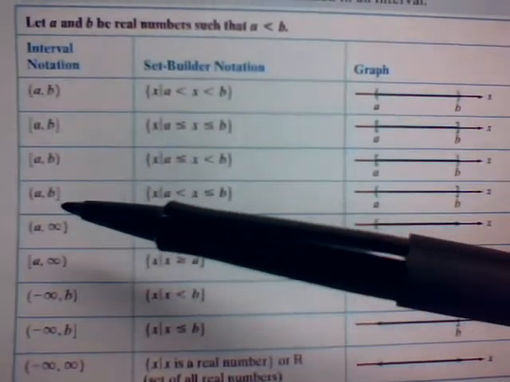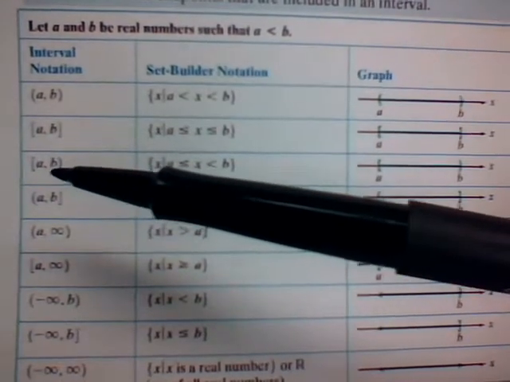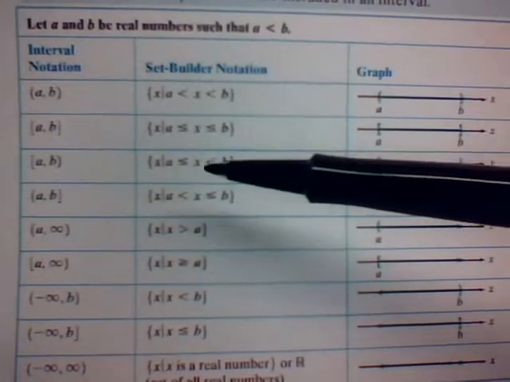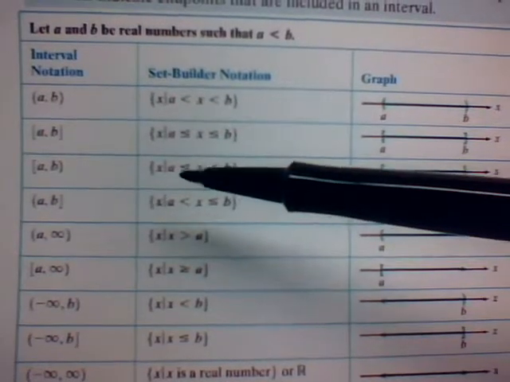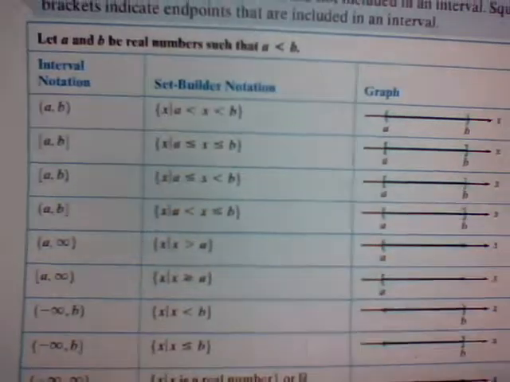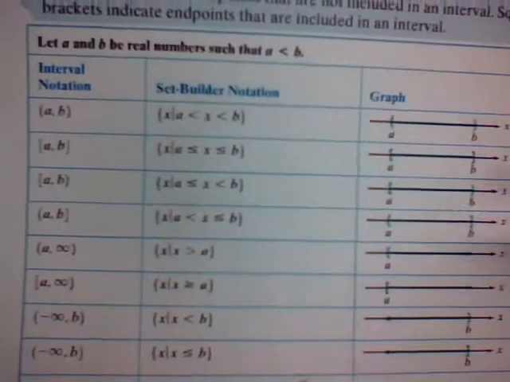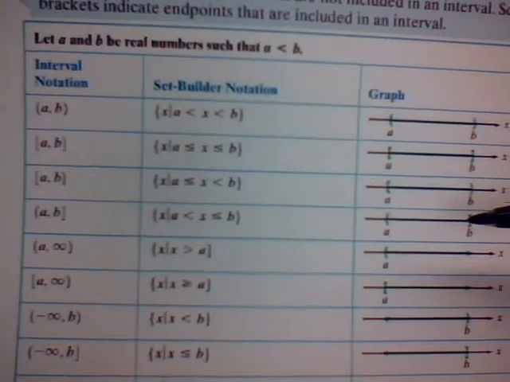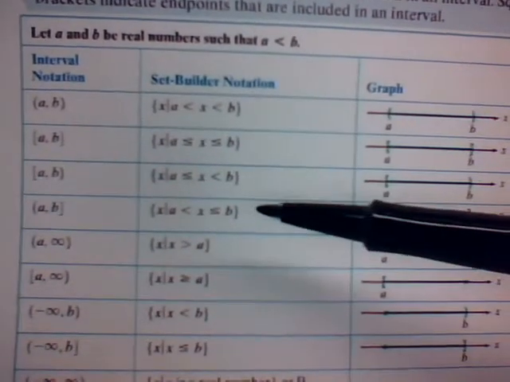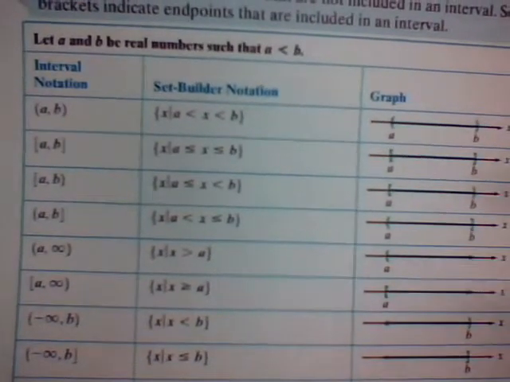You might have a half open or a half closed interval, where in this case here, the values of x are greater than or equal to a, and less than b. So at a it'll be a left bracket, but at b it'll be a right parentheses. And on this one, the other way around, the left parentheses could be at a and the right bracket could be at b.